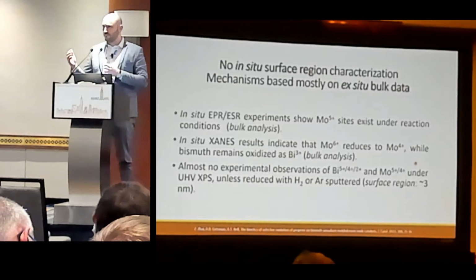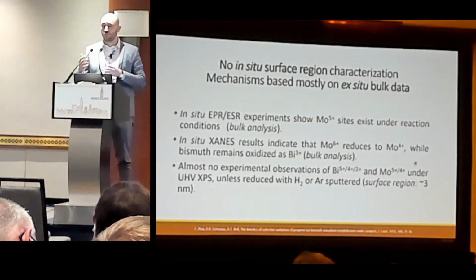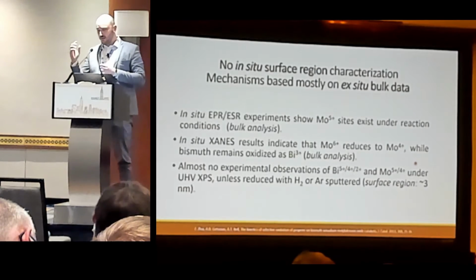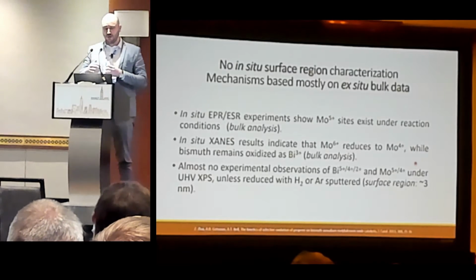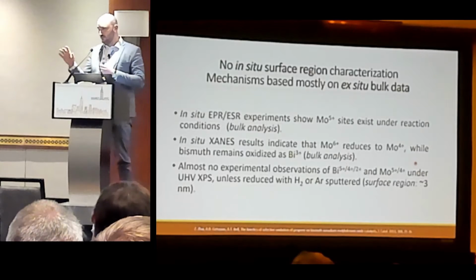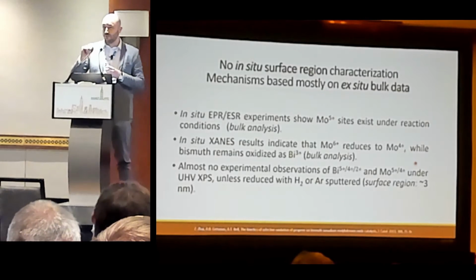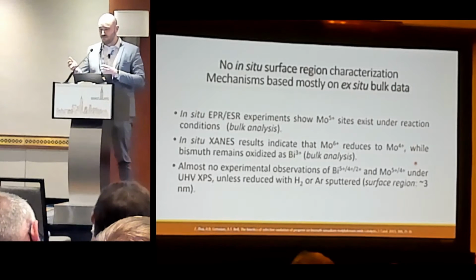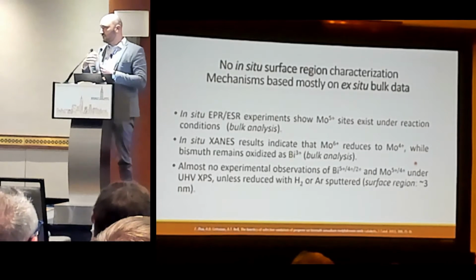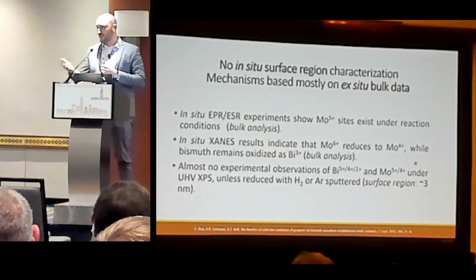So what kind of data do we have that is relevant from the literature? Well, we have in situ electron paramagnetic resonance spectroscopy, or ESR also. These experiments did show that molybdenum 5 plus is formed under reaction conditions, but this is over the entire bulk. It doesn't really tell us anything about the surface specifically. In addition, we have in situ XAS that we saw, and these indicate that molybdenum goes from 6 plus to 4 plus. Bismuth remains unreduced.